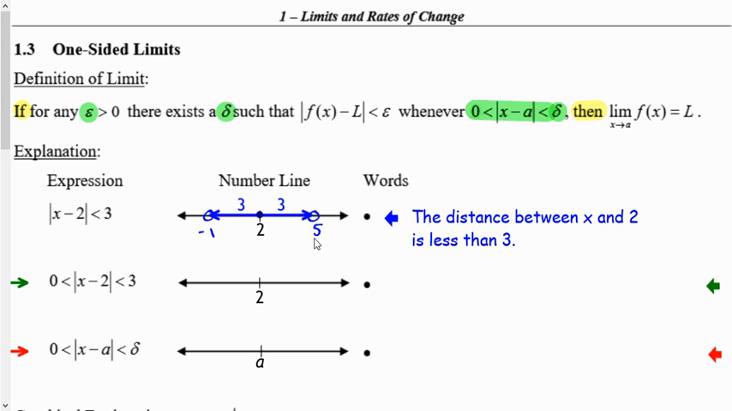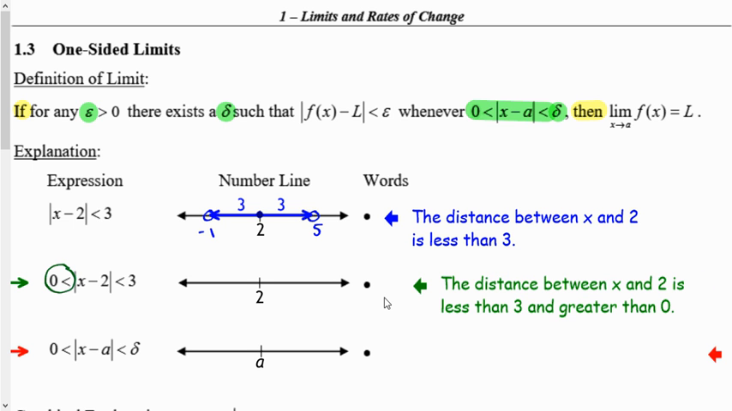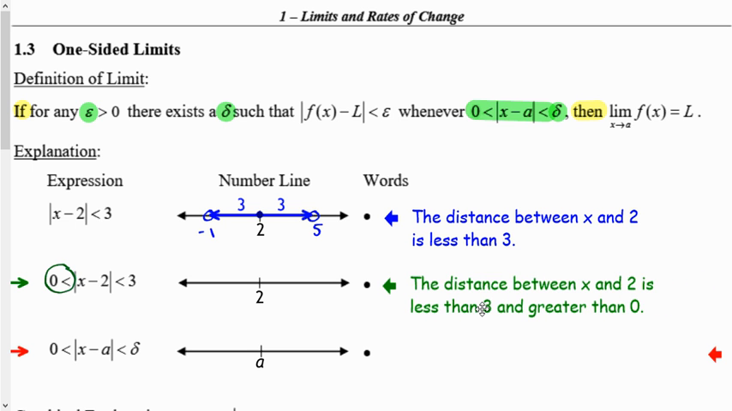Well, what if we make a slight variation? As in, here, now at this side, we're saying 0 is less than this absolute value. Again, if I think in terms of words, what that's saying is the distance between x and 2 is less than 3 and it's greater than 0. Well, the less than 3 part we already got from the first example. The greater than 0 just means that our x value cannot equal 2.